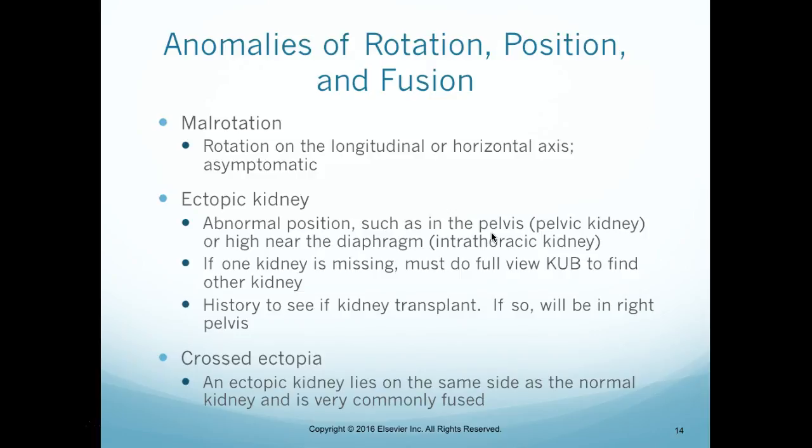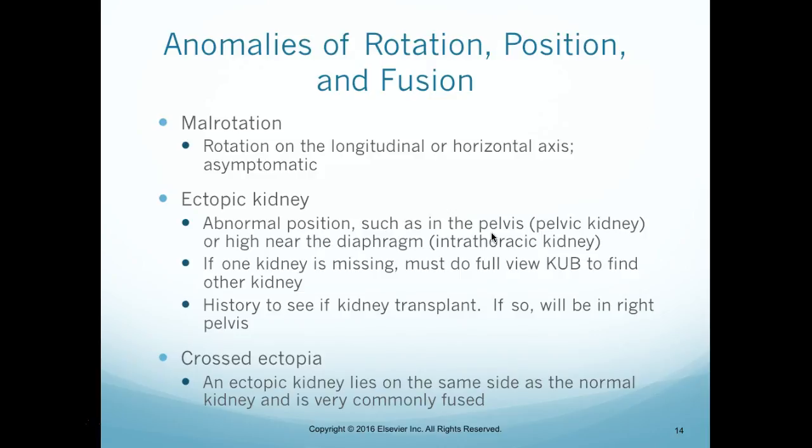So when we talk about rotation, position, and fusion, malrotation is just if the kidney is not in its normal place. So its longitudinal or horizontal axis is off. It's asymptomatic because the kidney is functioning fine. It just looks funny. So an ectopic kidney, we have a pelvic kidney where the kidney is down in the pelvis, or we have an intrathoracic kidney where it's up in the chest. The kidney can be anywhere.